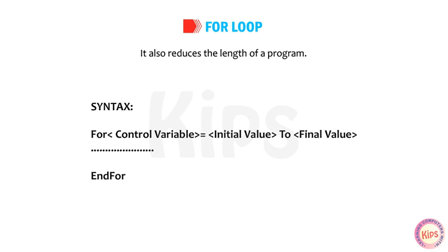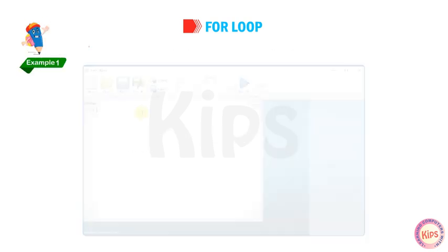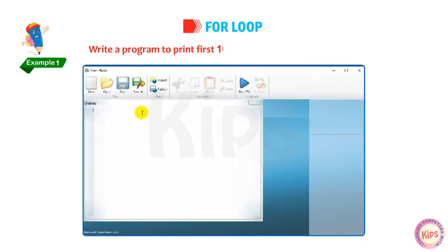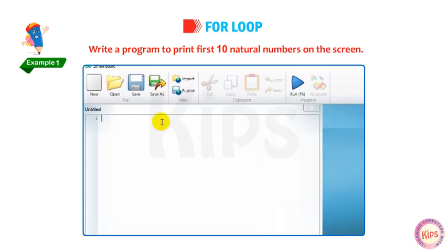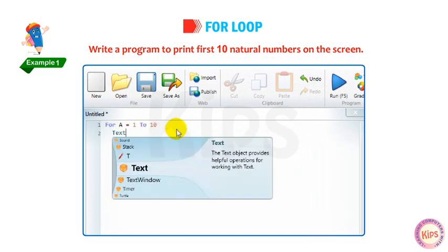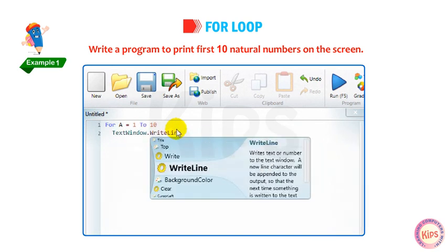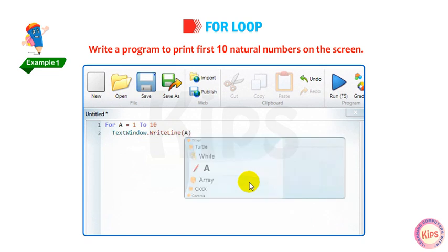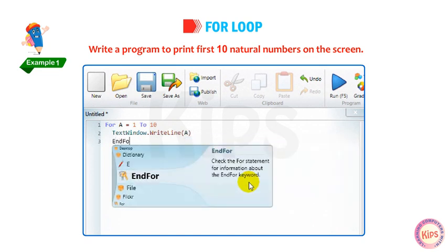And for example, write a program to print first 10 natural numbers on the screen. For a equals 1 to 10, TextWindow.WriteLine(a), EndFor.